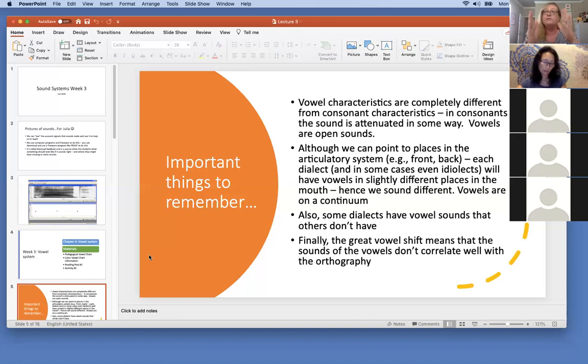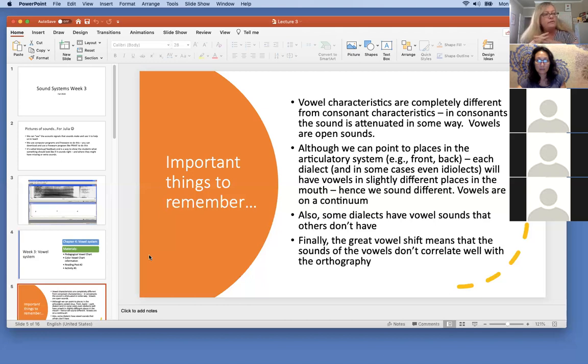The thing with vowels is, although we can point to some of their articulatory characteristics, which we will be doing, what's back, what's front, what's high, what's low, each dialect is going to place those in a slightly different place in the mouth, okay? Which is why they sound different. And sometimes even idiolects, so sometimes even individuals will place them in a different part.